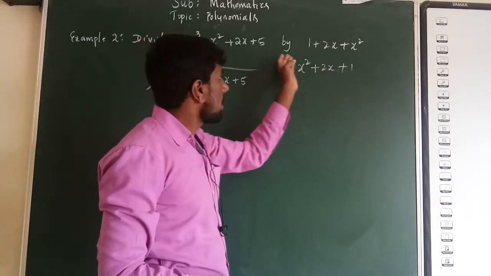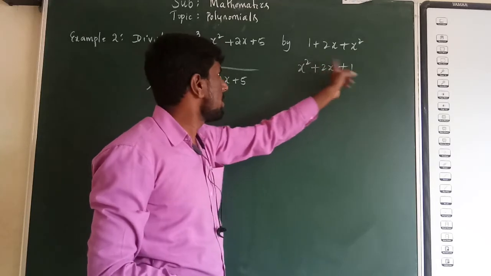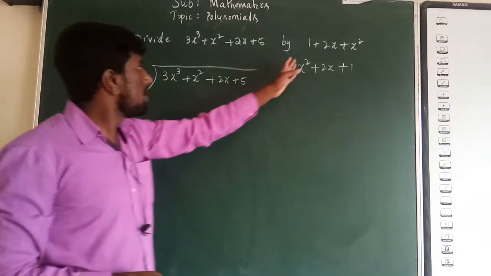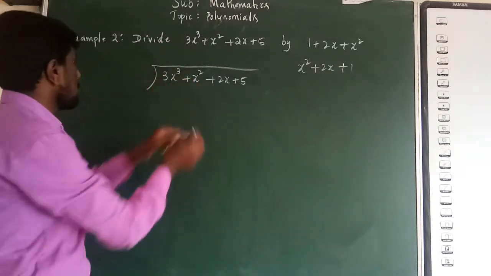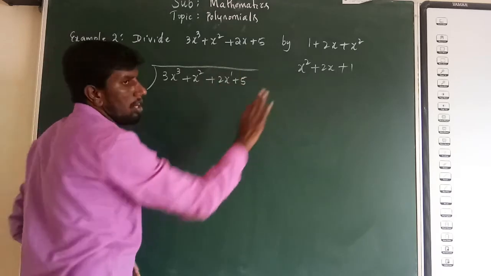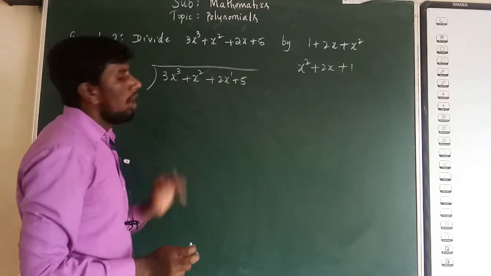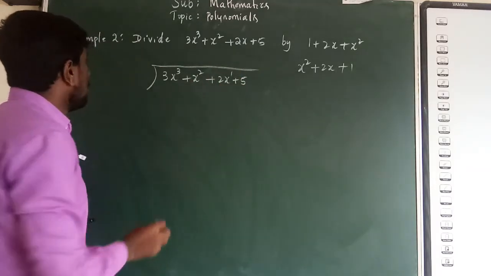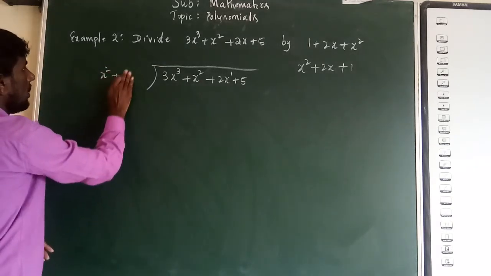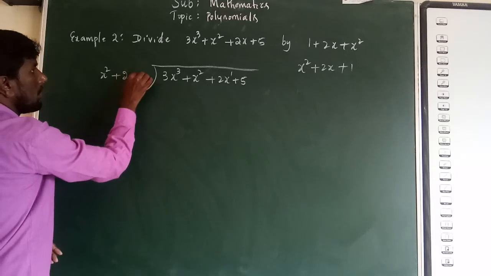So it has to be written in decreasing order. The degree should be in decreasing order. If I write the polynomial for dividing, it has to be in decreasing order. Here also it has to be in decreasing order: 3, 2, 1, then the constant. Then only we are able to divide. Now we should divide by x square plus 2x plus 1.